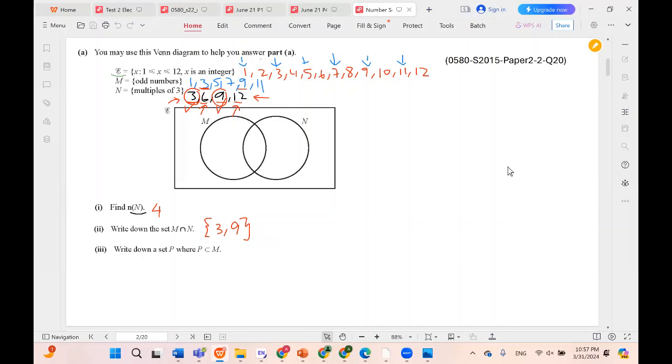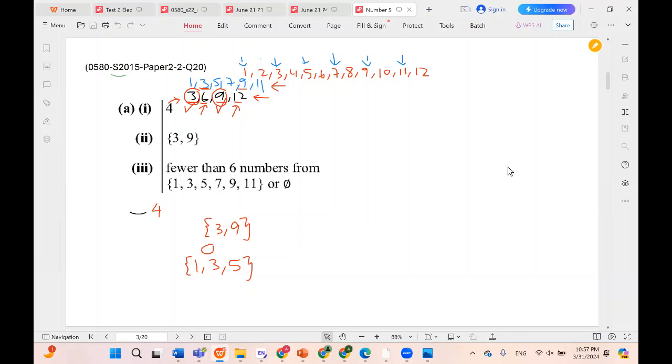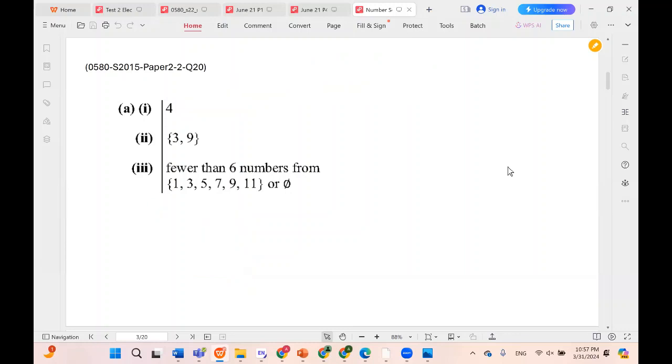In triple I, we're required to write down a set P, where P is a subset of M. So you just need to take any numbers that are in M, not all of them, but just any of them, and that would be a correct answer. So for example, here I can just take the first 3 elements, 1, 3, and 5. This is a valid set that is a subset of set M. So this symbol here means subset, and it means that you pick some of the elements of set M and you write them down as set P. So these are the correct answers here.